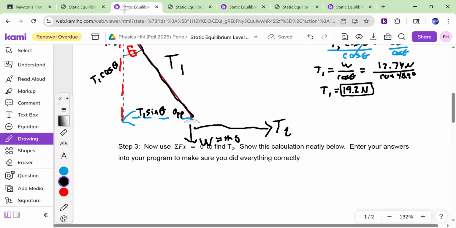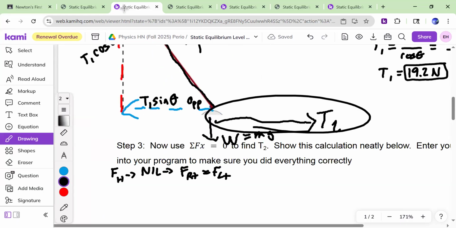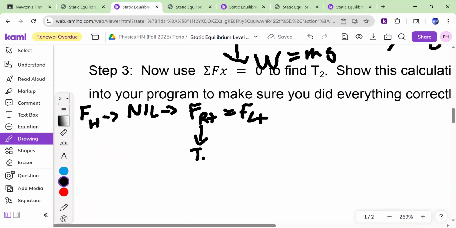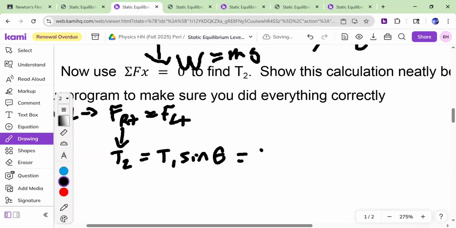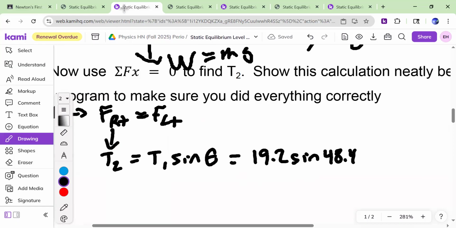Well, this is where we can start applying Newton's first law for horizontal forces. Okay, so for horizontal force, we're still going to apply Newton's first law, but this time it's going to be forces going right equal forces going left. The force going to the right is T2. The force going to the left is T1. It's the blue component, T1 sine of the angle. So force right, that would be T2. Force left would be T1 times the sine of the angle, okay, which we can plug in because we've got the value for T1. So my value for T1 was 19.2, and I'll multiply that times the sine of my angle, which was 48.4. So 19.2 times the sine of 48.4, and I'm getting about 14.4 newtons of tension.